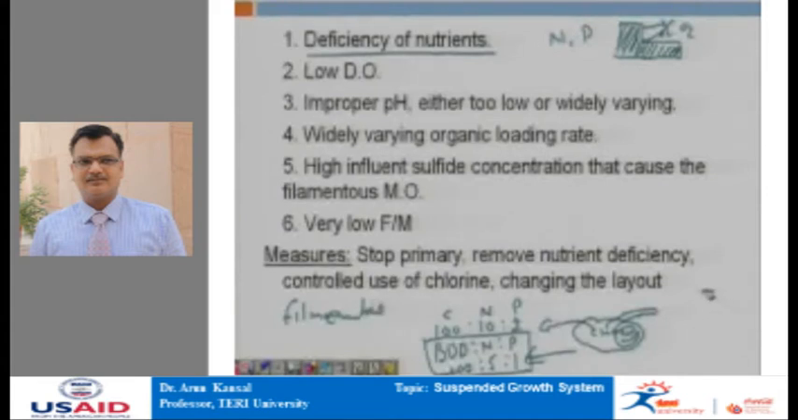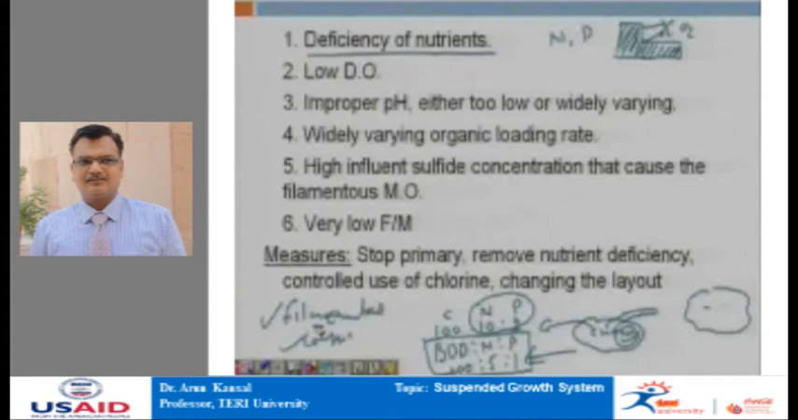These filamentous organisms have more surface area. Why do filamentous organisms have preferential growth over compact organisms? Because of their surface area, they are able to compete better for the deficient nitrogen and phosphorus, because whenever there is a deficiency, competition begins. When the competition begins, filamentous organisms have an advantage over the compact organisms. As a result, there is more growth of filamentous organisms, and they result in sludge bulking, that is, they do not have good settling characteristics.